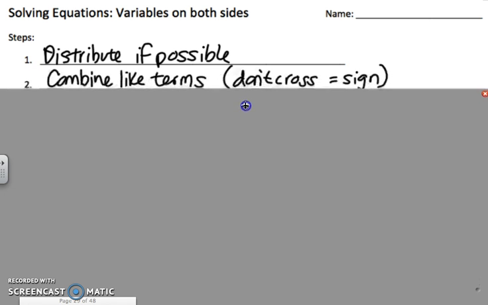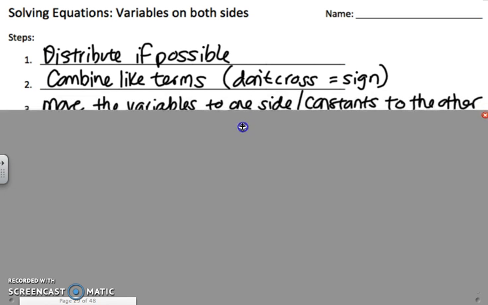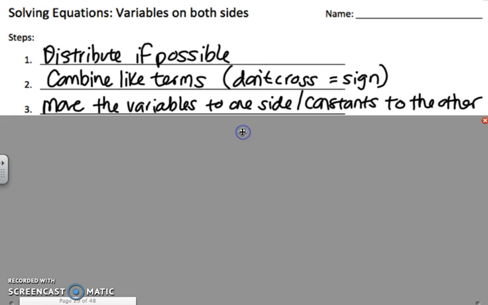The second step is to combine like terms and make sure you do not cross the equal sign. So you can combine everything on the left side or everything on the right side, but you cannot combine every x you see. So the last step is to move the variables to one side and then move your constants or numbers to the other side.